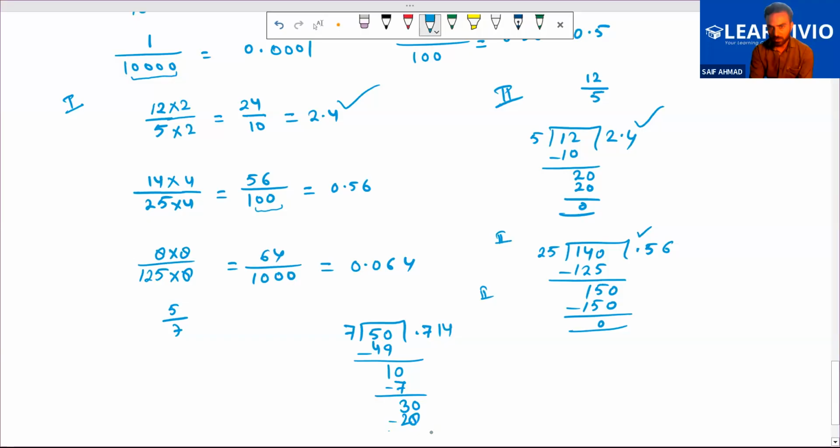So this division becomes too long. You can leave the answer after 2 digits or 3 digits. So 5 by 7 is 0.714 and so on. You can leave it after 2 digits or 3 digits. This is the decimal form. Understood or not? Tell me.